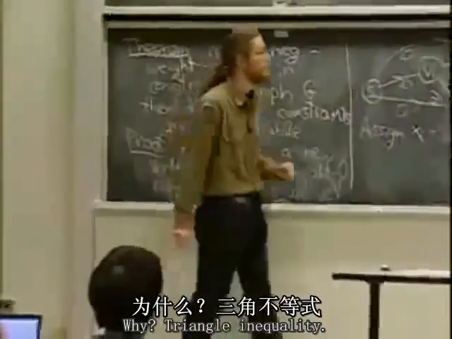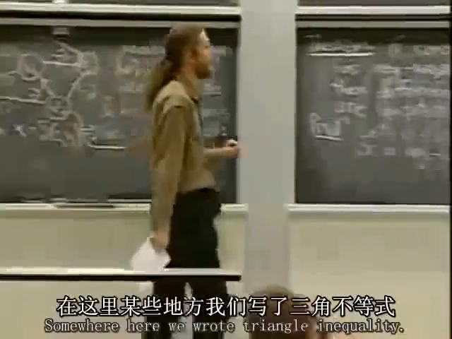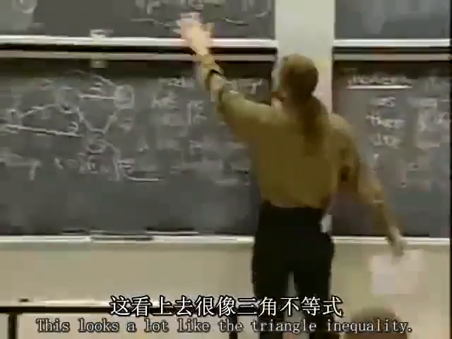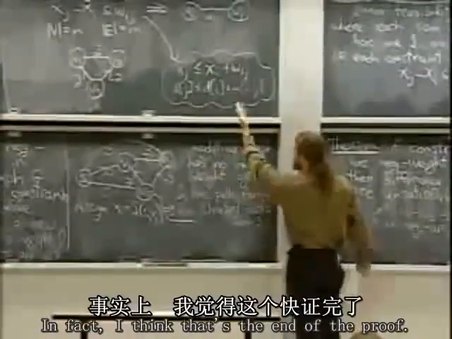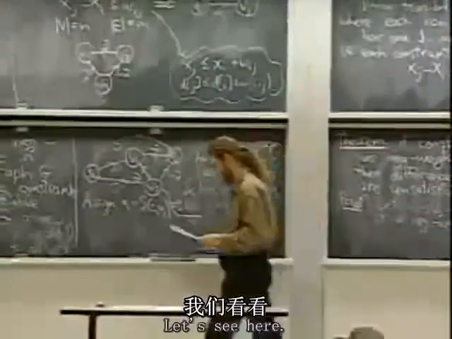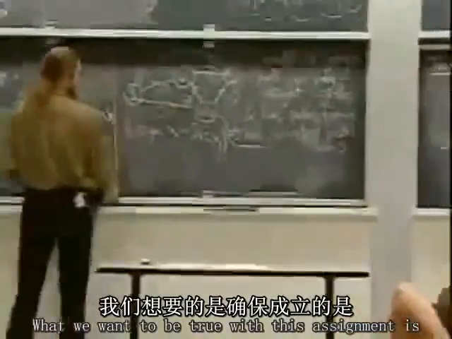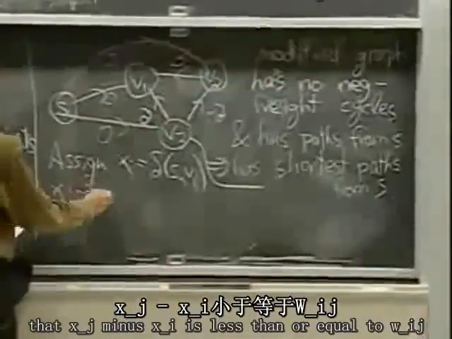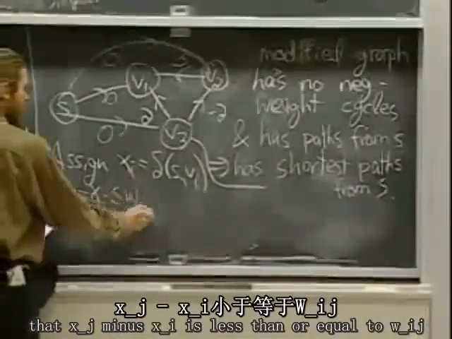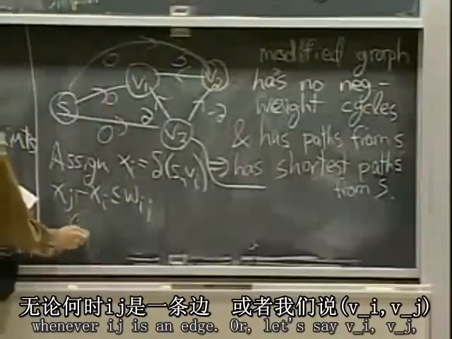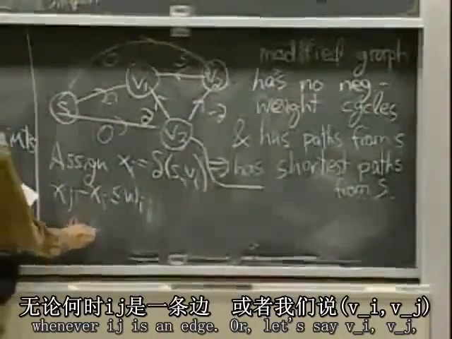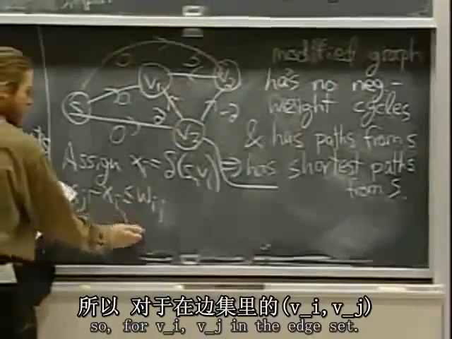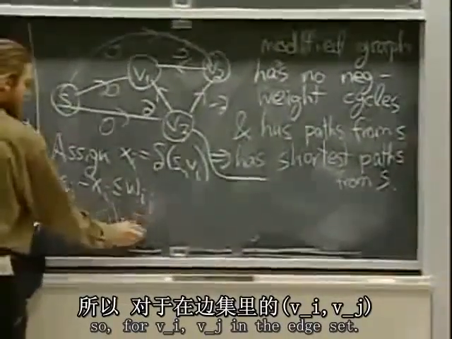Why? Triangle inequality. Somewhere here we wrote triangle inequality. This looks a lot like the triangle inequality. In fact, I think that's the end of the proof. Let's see here. What we want to be true with this assignment is that xj minus xi is less than or equal to wij whenever vi, vj is an edge, for every such constraint. So for vi, vj in the edge set.